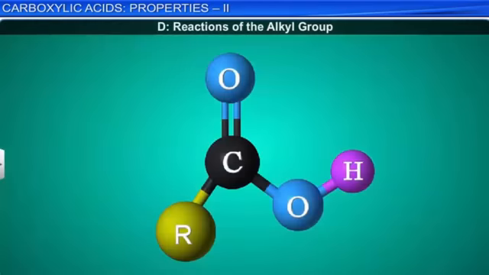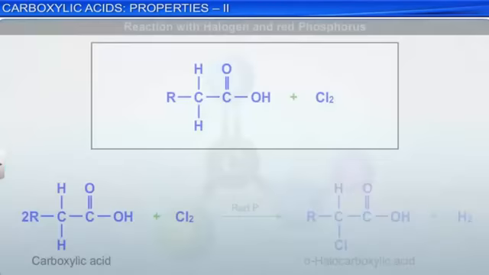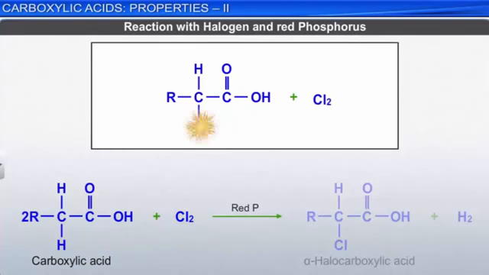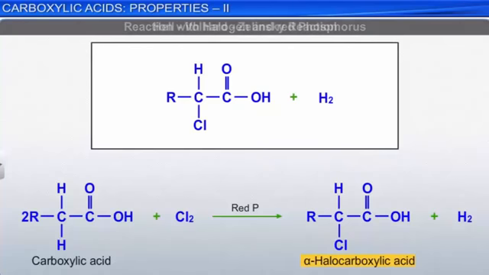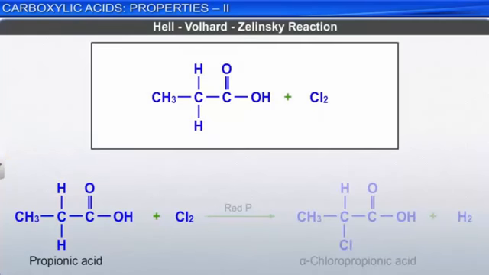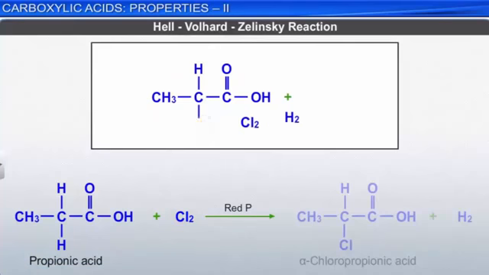The other set of reactions are the reactions of the alkyl group. Carboxylic acids with an alpha hydrogen react with chlorine or bromine in the presence of a small amount of red phosphorus to give alpha-halocarboxylic acids. This reaction is known as the Hell-Volhard-Zelinsky reaction. For example, propionic acid, on reaction with chlorine in the presence of red phosphorus, gives alpha-chloropropionic acid.